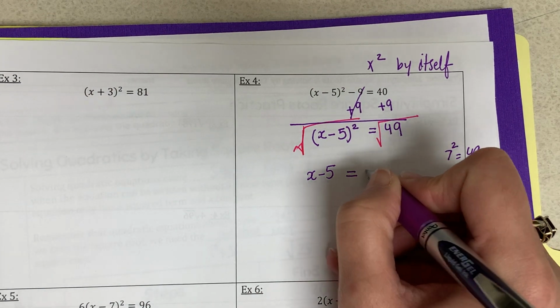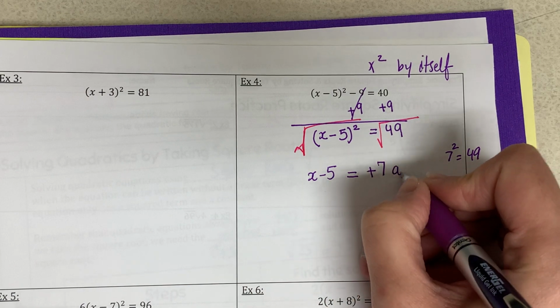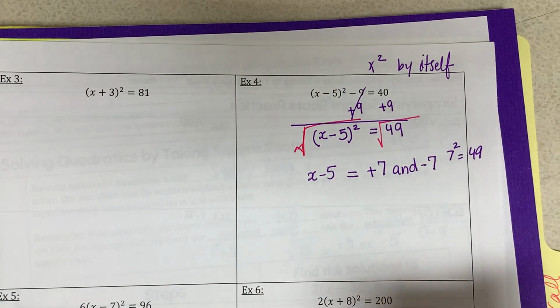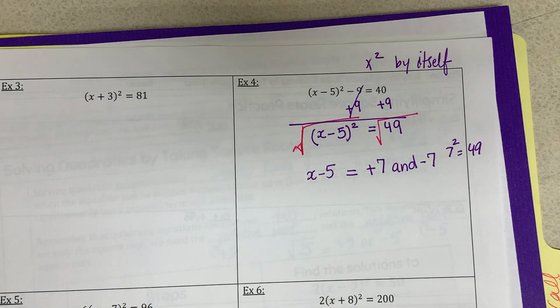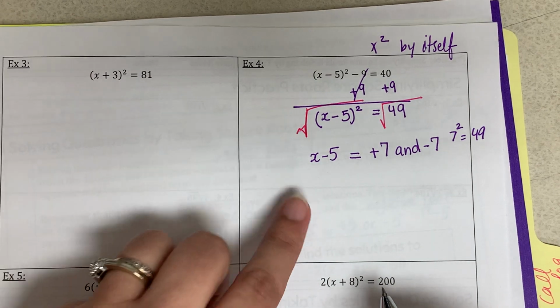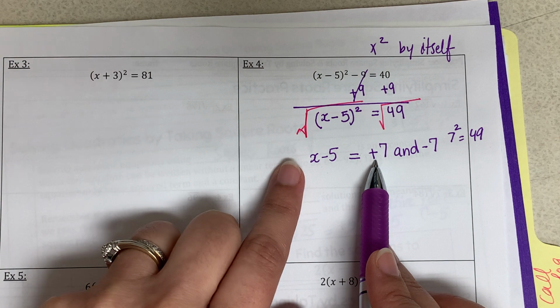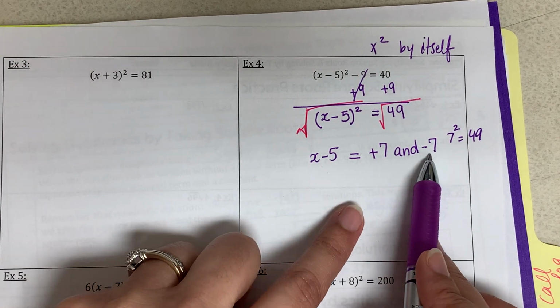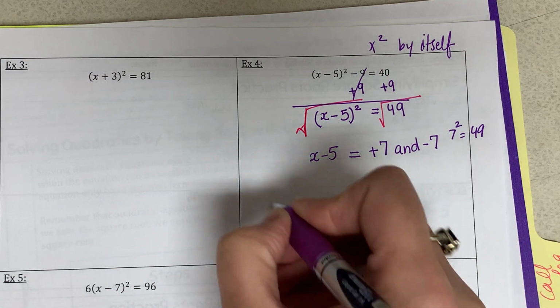So I'm left with positive 7 and negative 7. That's what I'm left with. Now over here, you still don't have the value of x. What you are reading is x minus 5 equals positive 7 or x minus 5 equals negative 7. So you actually have one or two more steps here.